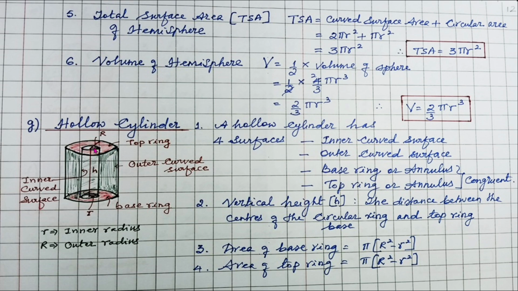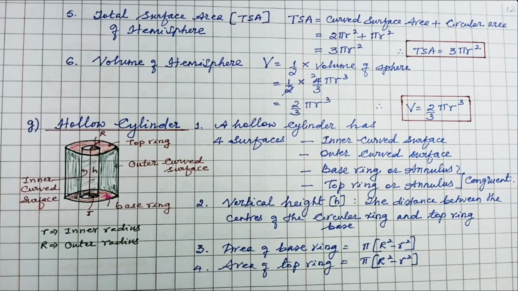If the inner cylinder is placed within the outer cylinder, we get a hollow cylinder, which is nothing but a water pipe or any cylinder which is hollow. Now, a hollow cylinder therefore has four surfaces. One is the base ring, the second one is the top ring, then we have the inner CSA, that is inner curved surface, and the outer curved surface. So therefore, in all, the hollow cylinder has four surfaces, that is the inner curved surface, the outer curved surface, the base ring, and the top ring.